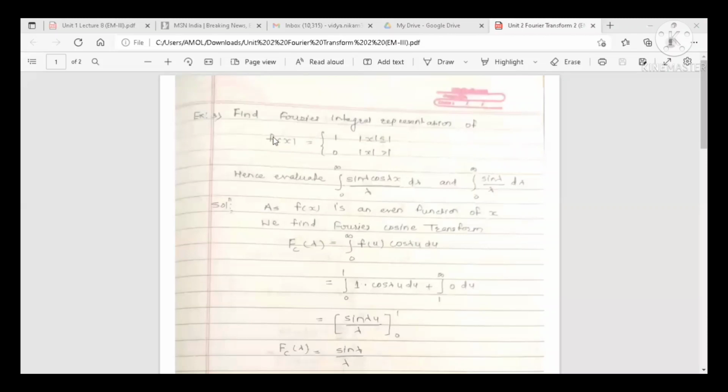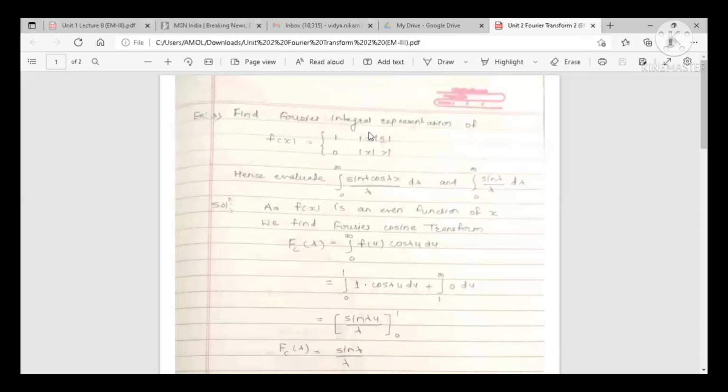Now, here in this function f of x, if we replace x by minus x, then the function is equal to 1 when mod of minus x is less than or equal to 1, and it is 0 when mod of minus x is greater than 1. The variable is inside the modulus sign, so there is no change in the function. If we replace x by minus x, we get the same function, and in that case the function is an even function.